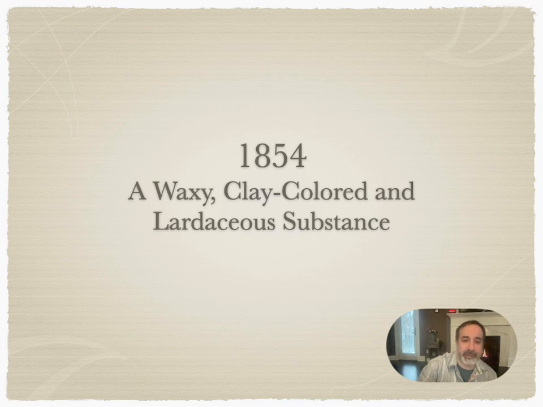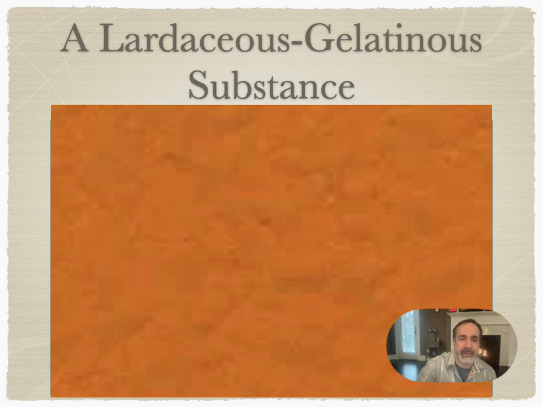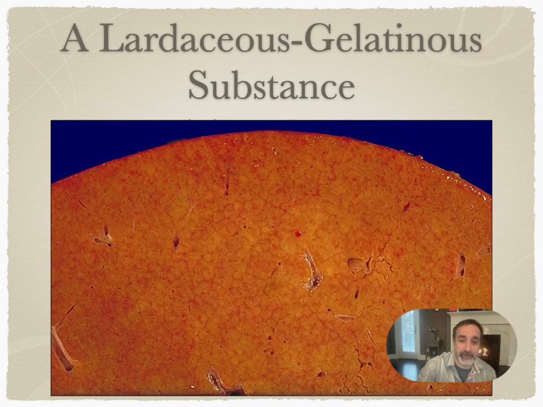The second discovery involves a waxy, clay-colored, lardaceous substance. In the 17th century, Bartholin, who you might remember from a few lectures ago, had come across the spleen of a patient which was so hard it could scarcely be cut with a knife. In the 18th century, Wainwright described strumous swelling in the neck and clay-colored pituitous substance in the liver. And in the 19th century, Abercrombie described a liver with a uniform yellow color, resembling impure beeswax. This is the color of that pituitous, clay-like, waxy, lardaceous substance. And here it is in the liver.